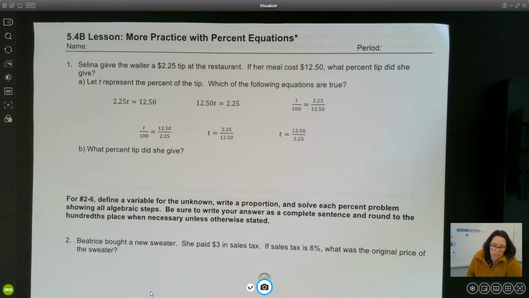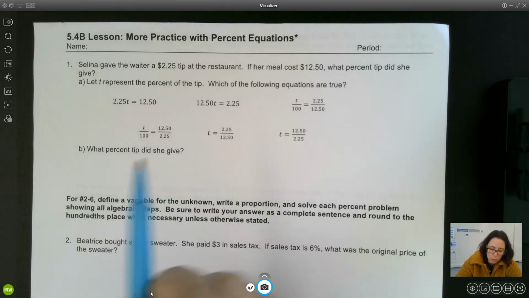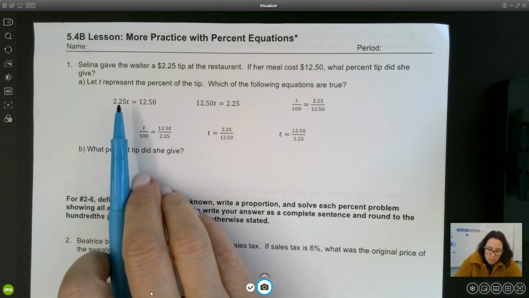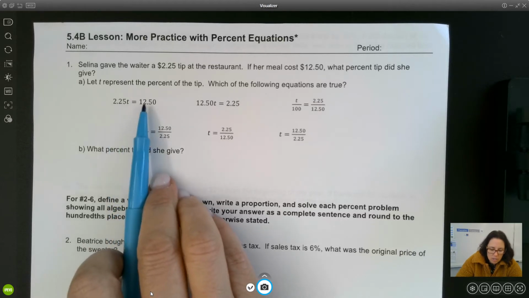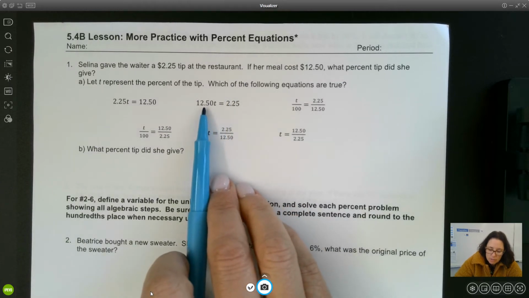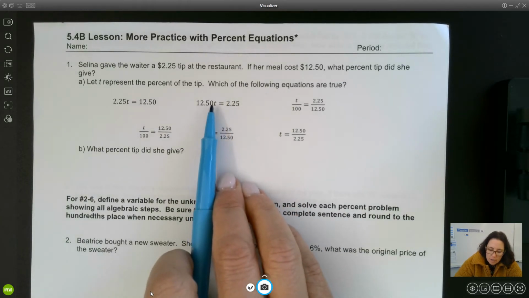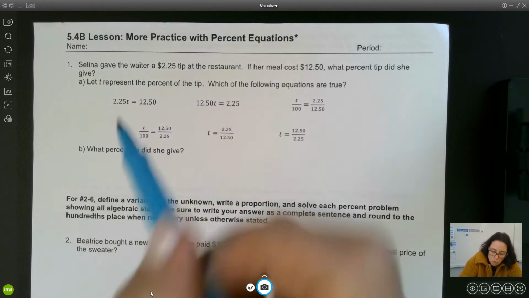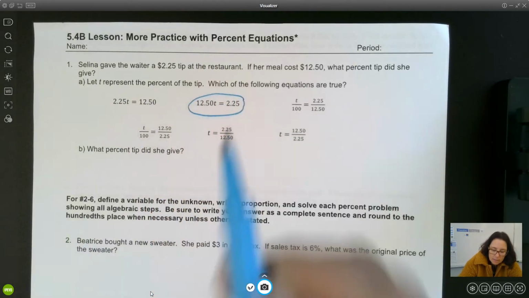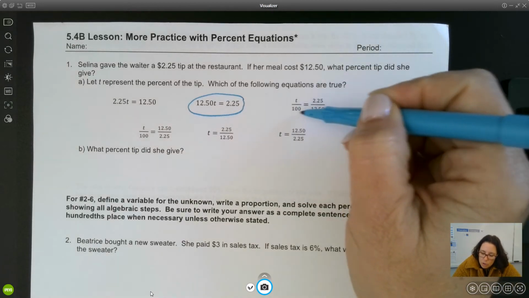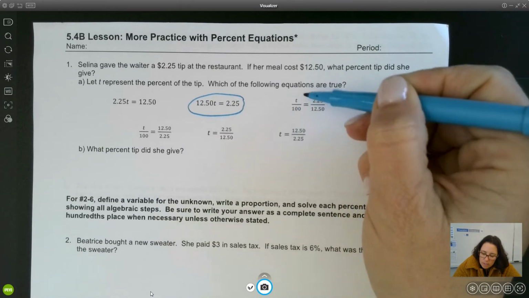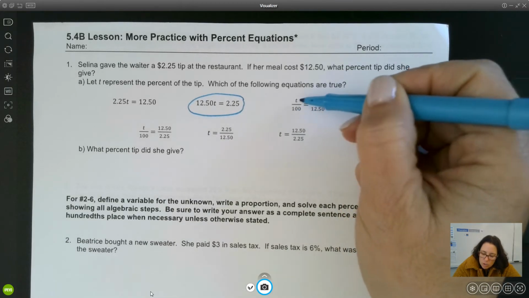Okay, part A, we're going to let T represent the percent of tip. Which of the following equations are true? Okay, so if we multiply the tip amount times the percent of the tip, you get $12.50. No. If you multiply $12.50 by the percent of the tip, you get $2.25. Okay, this one, $12.50 goes with the 100, the full bill, and we're looking to see what percent is the $2.25.